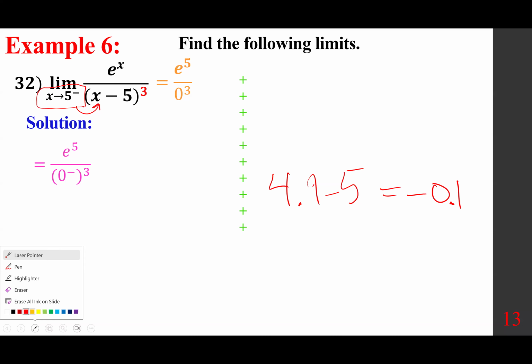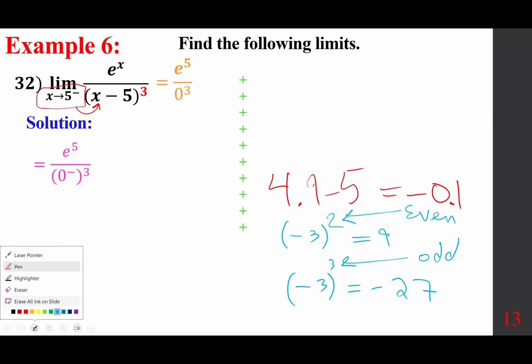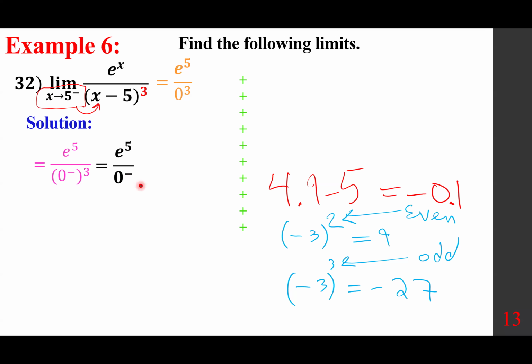Now, recall when you have a negative number, for example, minus 3, if I square it, I get plus 9, but if I cube it, I get minus 27, meaning this one has an even exponent and this one has an odd exponent. And because this is an odd exponent, 3 is odd, it remains negative, and so therefore the answer is negative infinity. So I hope you see how we figure this out.